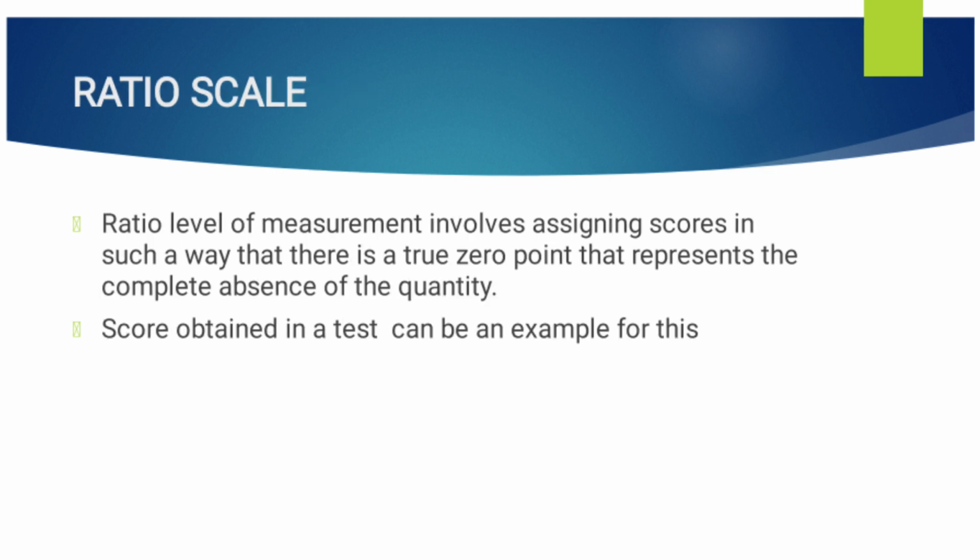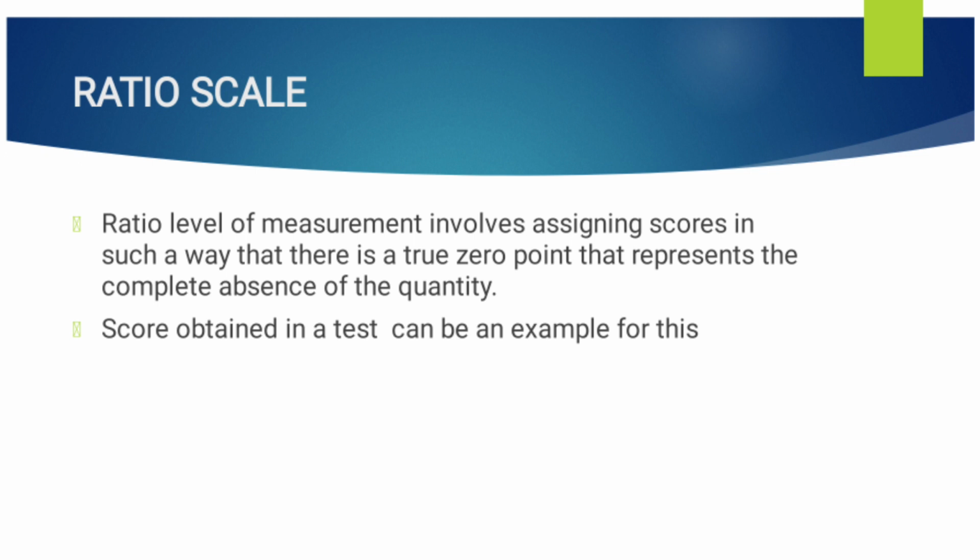And the final one is the ratio scale. The ratio level means there is an absolute zero point represented in the scale. It represents the complete absence of the quantity. Suppose in an exam, a student scores 0 marks. That means the student doesn't get any score, or the absence of the quantity is measured.